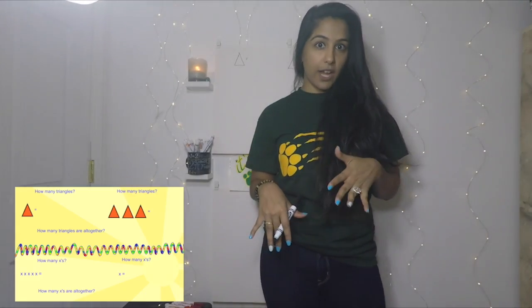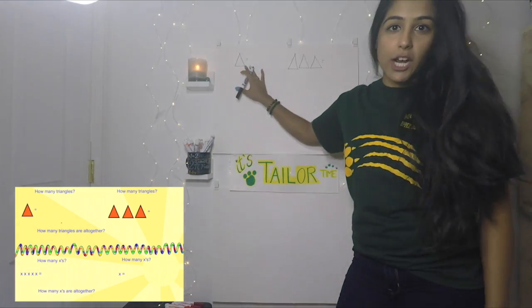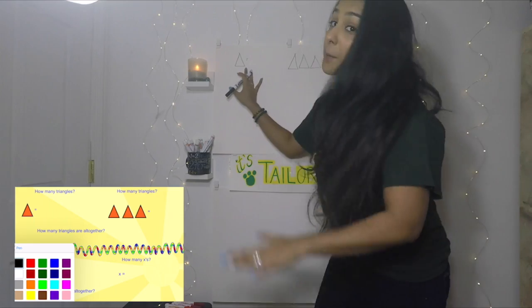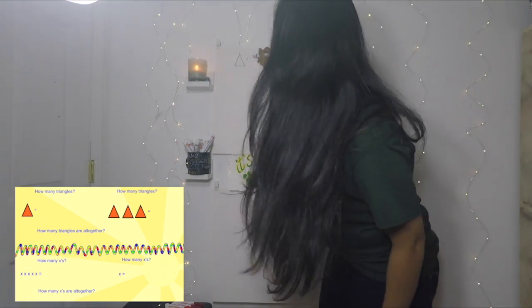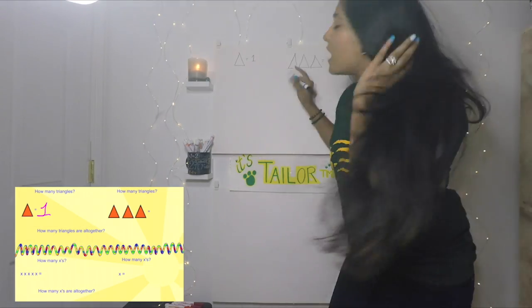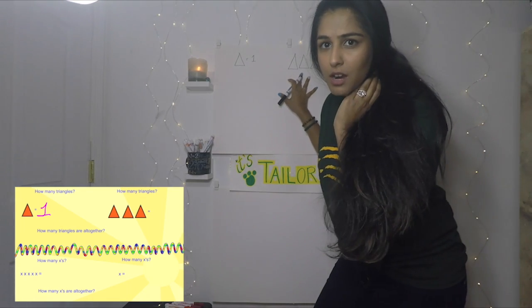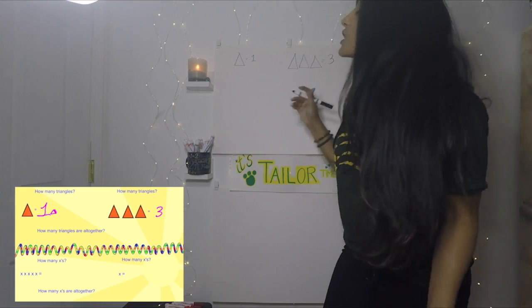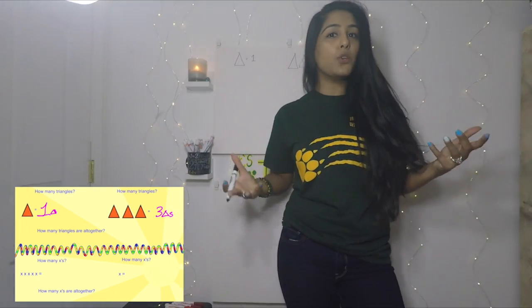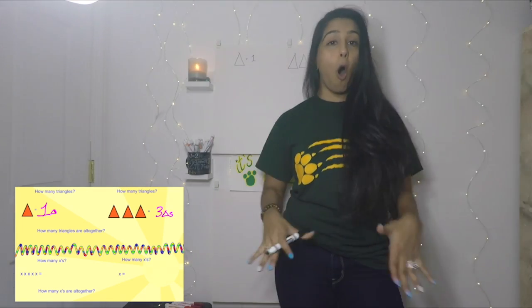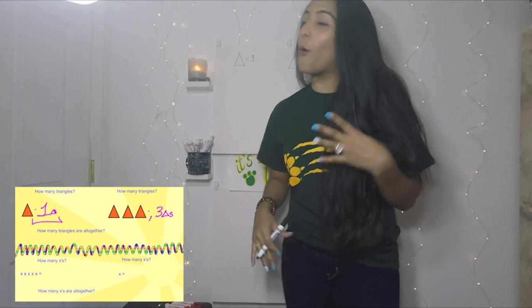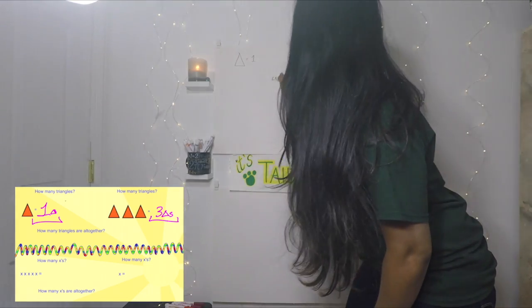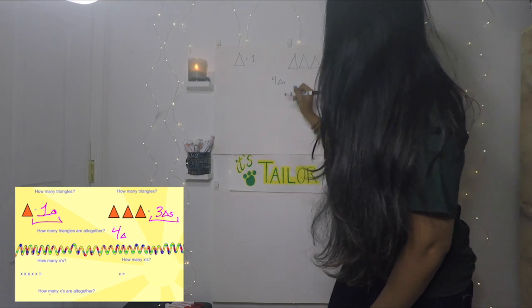So let's get started. Let's take a look at what I've got behind me. If I were to ask you how many triangles you see here, you'd tell me 1. And then how many triangles do you see here? Again, 3. So what if I were to ask you how many you have in total, like in all? You got it, 4. So there's 4 triangles.